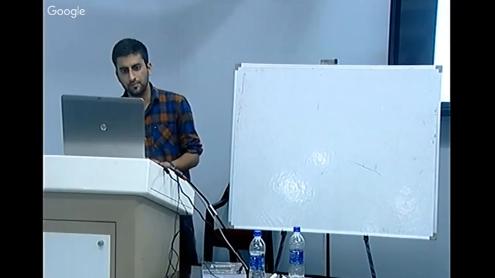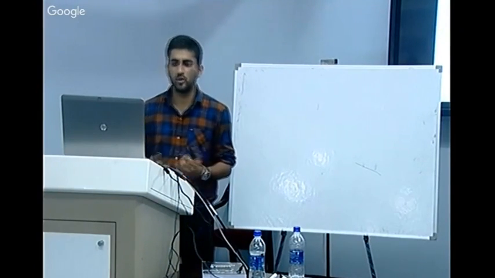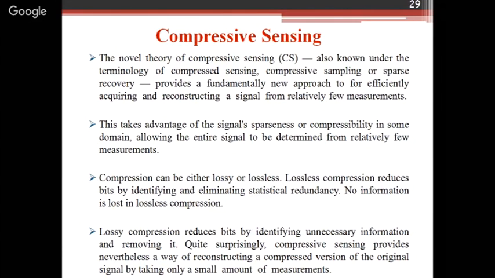Okay, and what I have already told you, compression can either be lossy or lossless. Lossless means you are finding the statistical redundancy, identifying it, and trying to remove it. You are just avoiding the duplicate part of the data. No information loss is there. But lossy compression is a bit different. In lossy compression, you are trying to remove the unnecessary part of the information which you think is not important, or somehow is not going to affect my original information.